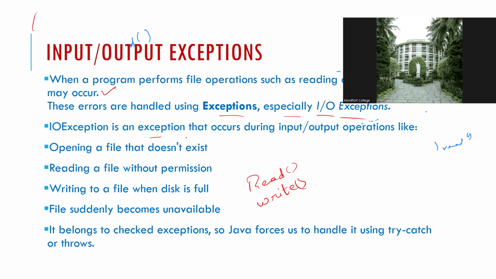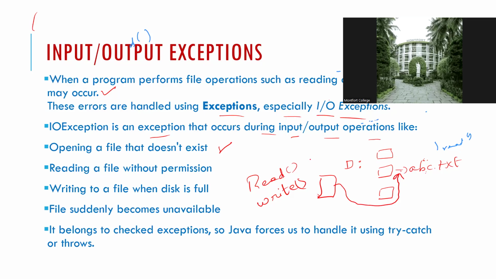IO exception is an exception that occurs during the input or output operation, like what are they? Opening a file that does not exist. See, D colon, I have many folders in my system. In any one of the folders, I have the file abc.txt. If I'm trying to read this, if it is there already, no problem. That will be read by the program. I have Java code here, and from this program I'm going to access this one. The file is there, no problem.